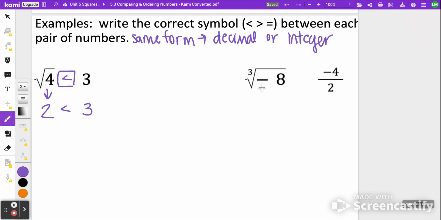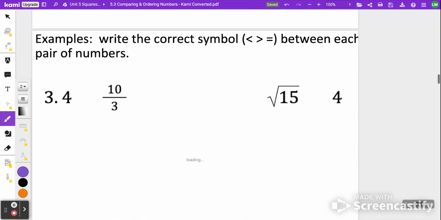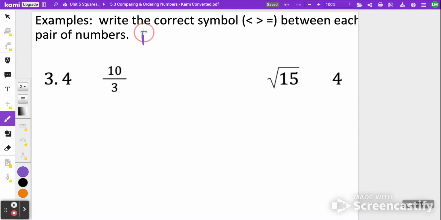Over here I have the cube root of negative 8. I'm going to go and solve that. That's negative 2. And then negative 4 over 2 is also equal to negative 2. So I would say that since negative 2 is equal to negative 2, the cube root of negative 8 is equal to negative 4 halves. Why don't you take a moment and pause the video here, see if you can estimate what these would be equal to, and when you're ready to check, click play.